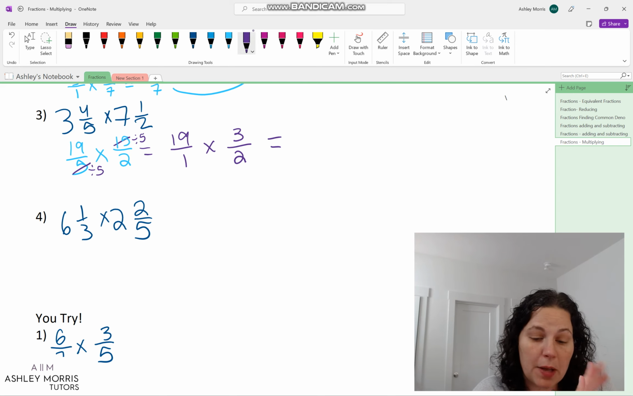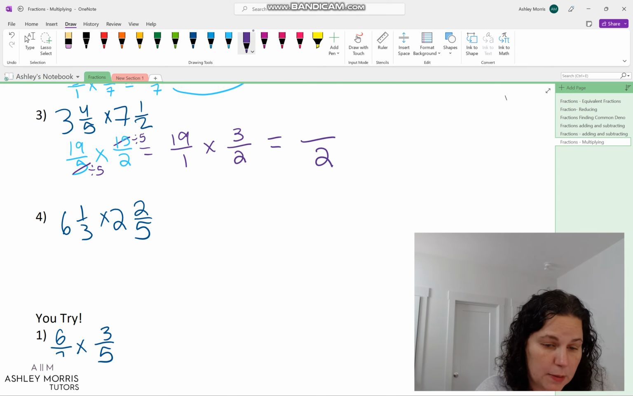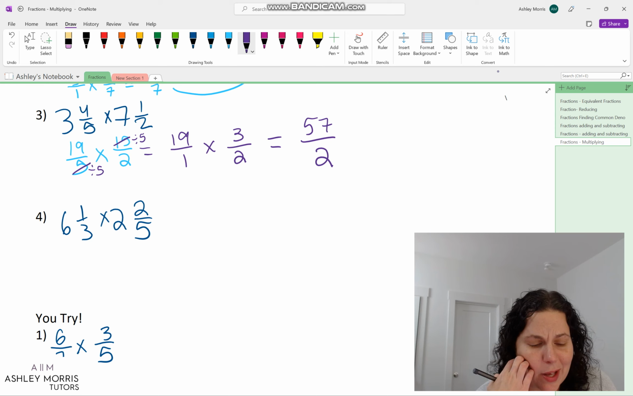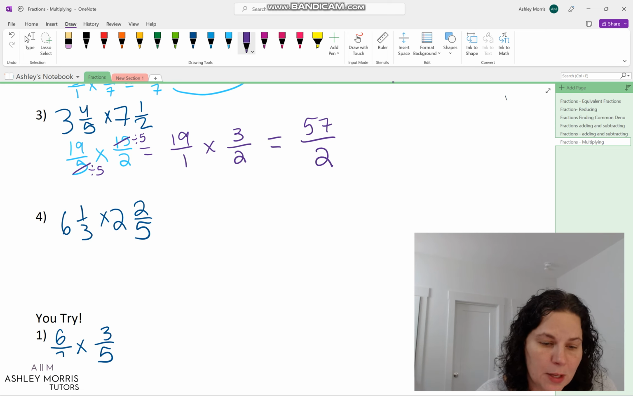So then we can multiply the top and multiply the bottom. 2 on the bottom. 19 times 3 is 57. If you need to do that over on the side, go ahead. I saved some time and worked it out earlier. And then we're going to divide this. You can do long division if you need to.